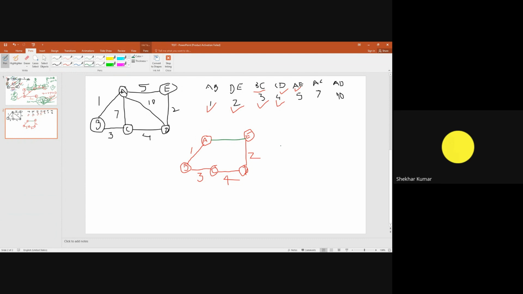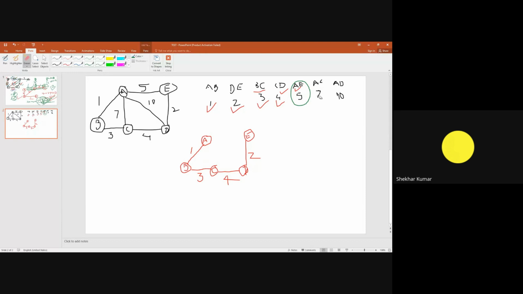Okay. In the next step, when we have selected this edge AE, you can see that now it creates a cycle A to E. So we cannot add this edge. We will do this procedure until we have not found any cycle. When we pick AE with weight 5, including this will create the cycle, so we will simply discard it.